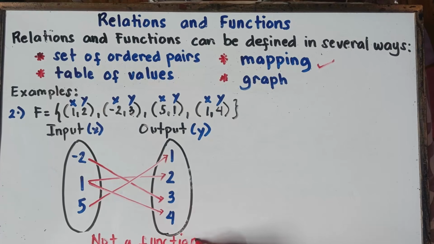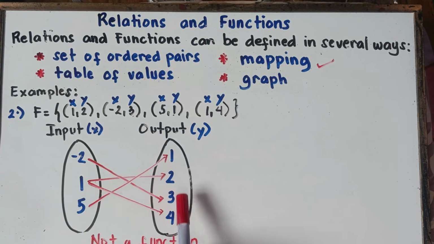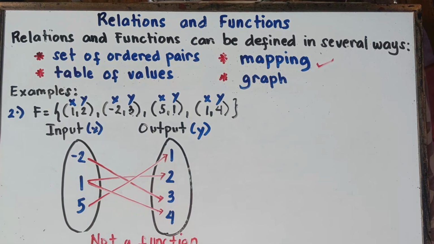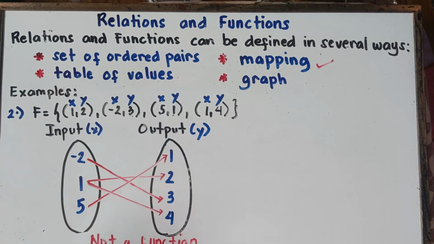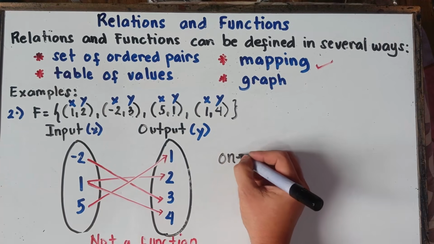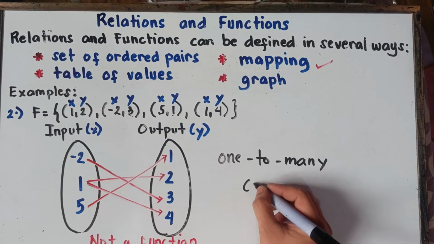Not a function. So, once again, class, this input 1 has 2 arrows pointing to different outputs. There would be 2 and then 4. Now, you call this one, class, one-to-many. So, this correspondence right here, we call this one-to-many correspondence.